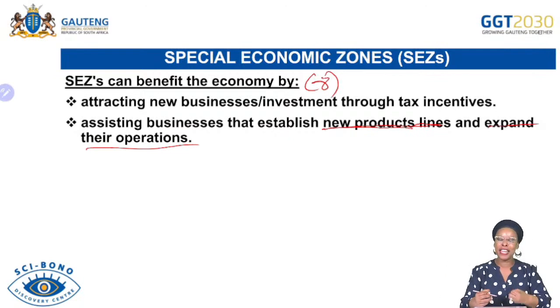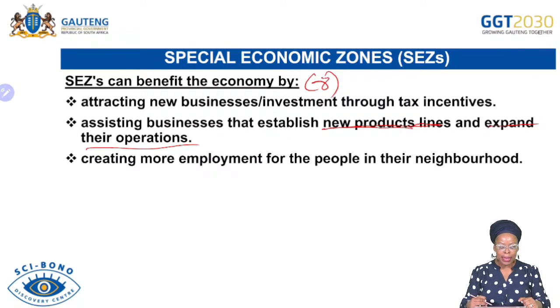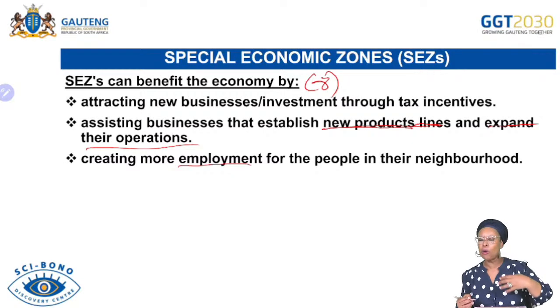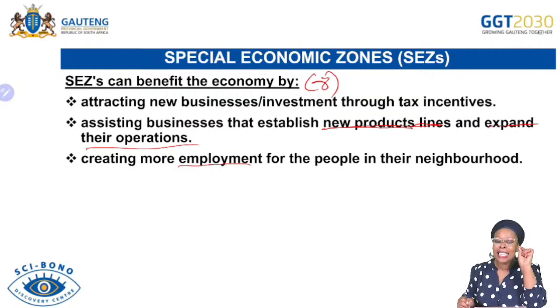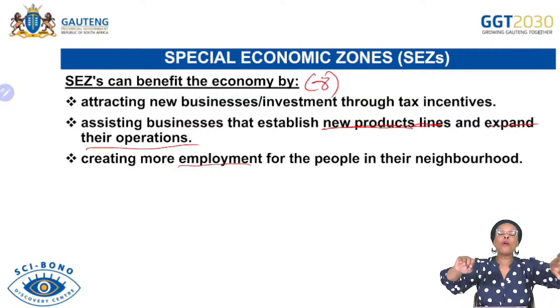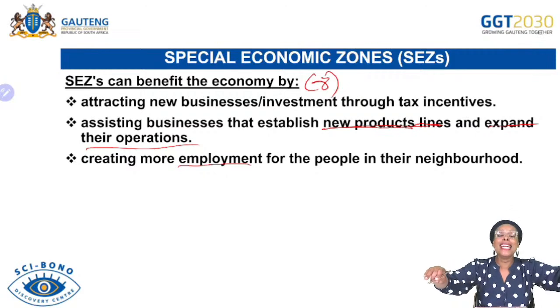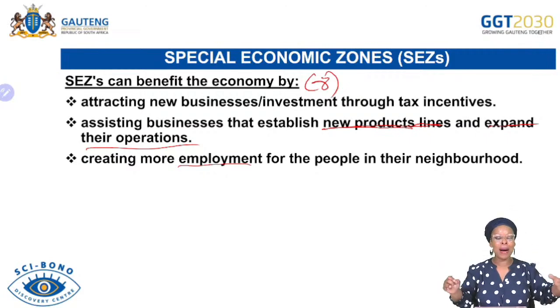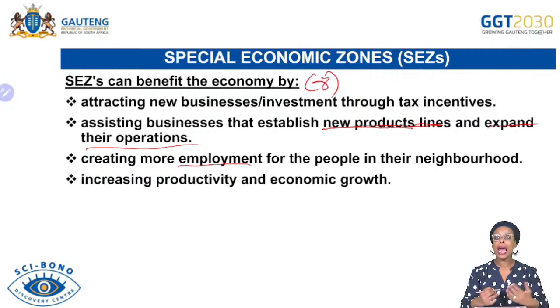They support innovation. Okay, SEZ. They also create more employment for people in the neighborhood. Remember IDZ created job opportunities for people nearer to the international airport or a harbor. Those people who are near. So with SEZ, because they are found everywhere, people in those neighborhoods can enjoy the benefit of being employed. And if we have more and more of these SEZ, more goods will be produced.